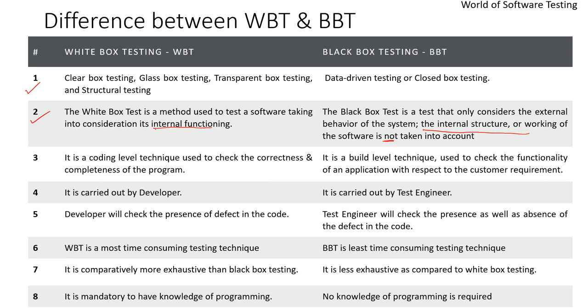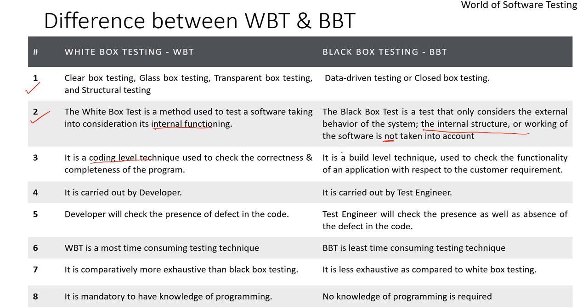The third difference is that WBT is a coding level technique used to check the correctness and completeness of the program. As mentioned, it is mandatory to have coding or programming language knowledge, and we must know about the internal functioning. So this is used to check the correctness and completeness of the program. This is WBT.